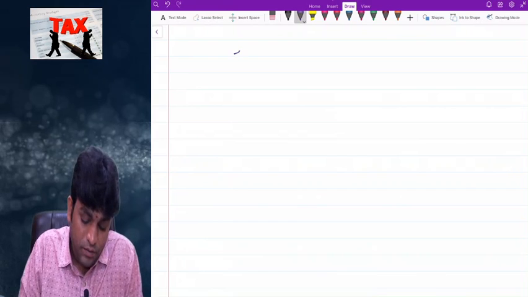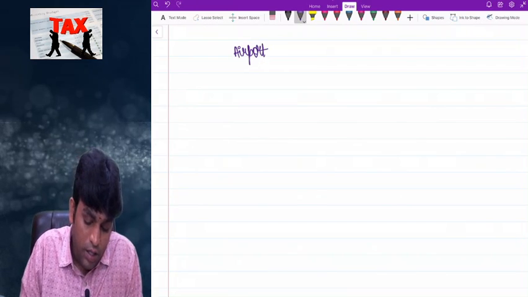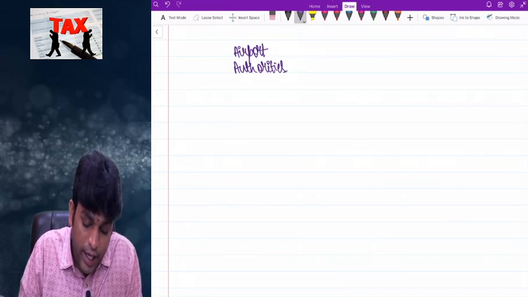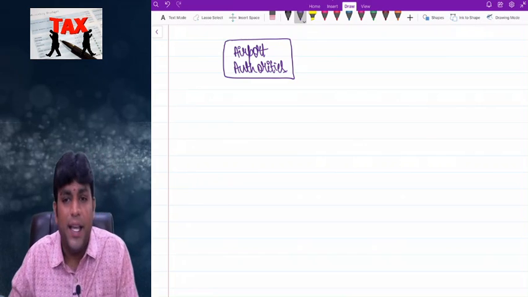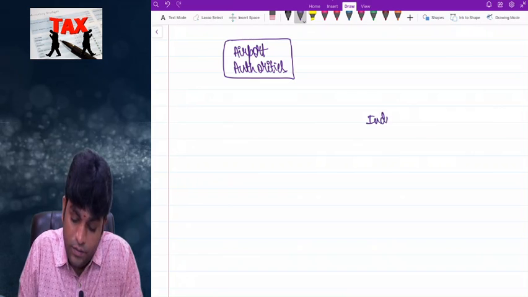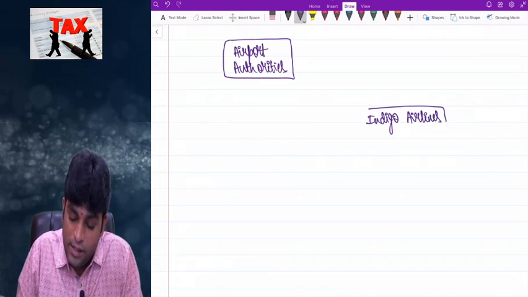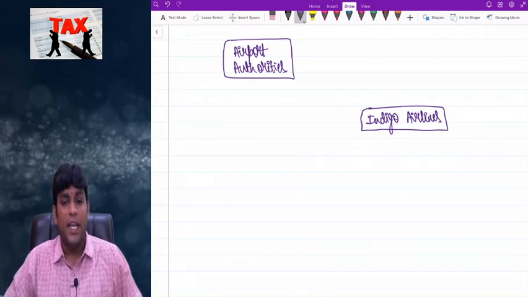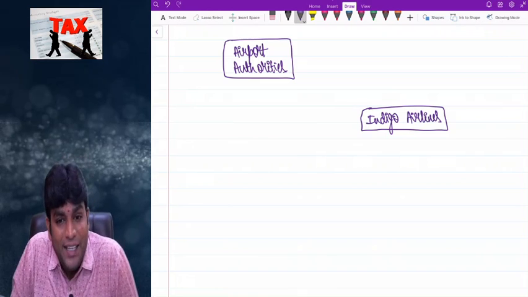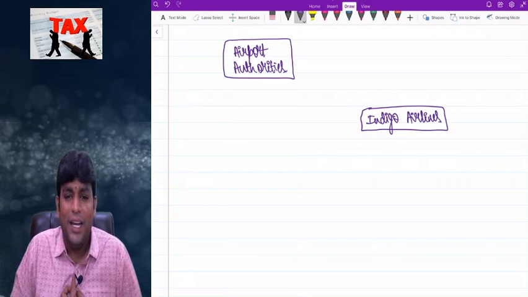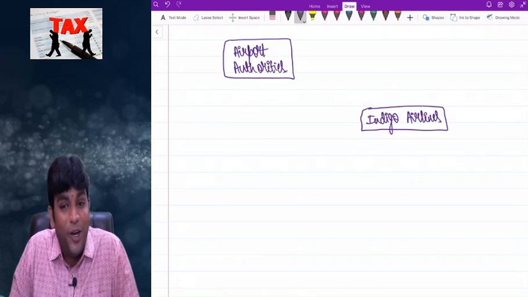Sir, there is somebody known as airport authorities. Classic example, AAI, Airport Authorities of India. Now let's say there is someone known as Indigo Airlines. Indigo Airlines is different. Airport authorities are different. Airport authority is something like Airport Authorities of India, whereas Indigo Airlines is an airline company. Correct or not, friends? Yes.